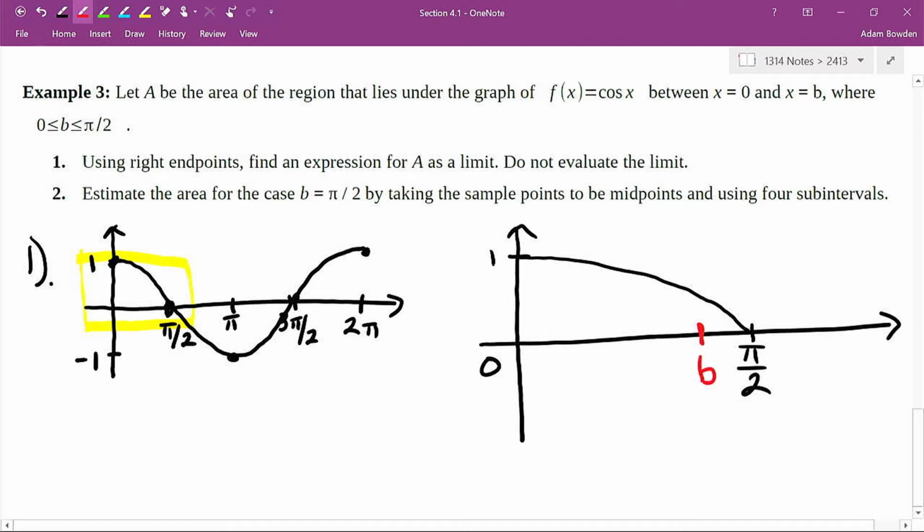And what we're going to do is, using right endpoints, construct our rectangles and use the limit to figure out what the area would be under the curve. So if we imagine our rectangles positioned like this inside, I don't know how many will be in there necessarily, but just an idea. There will be a total of n rectangles.